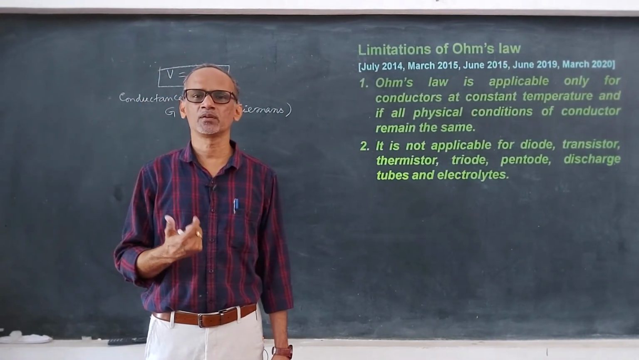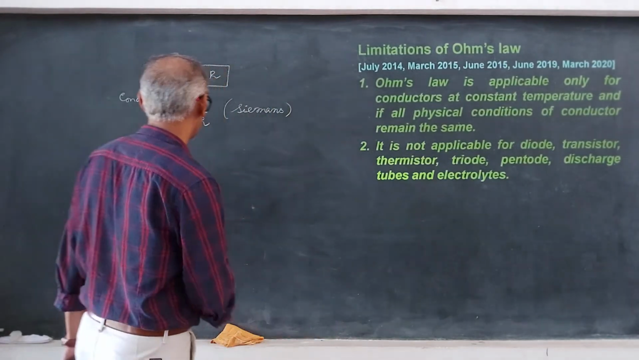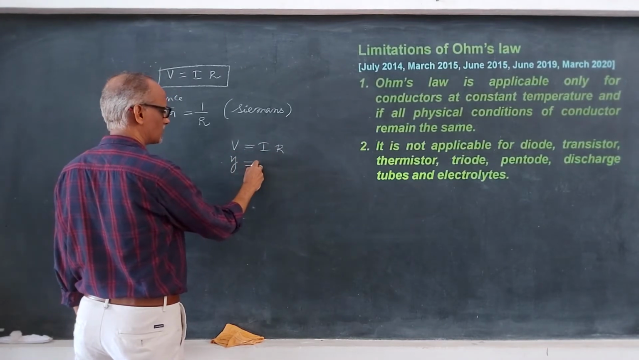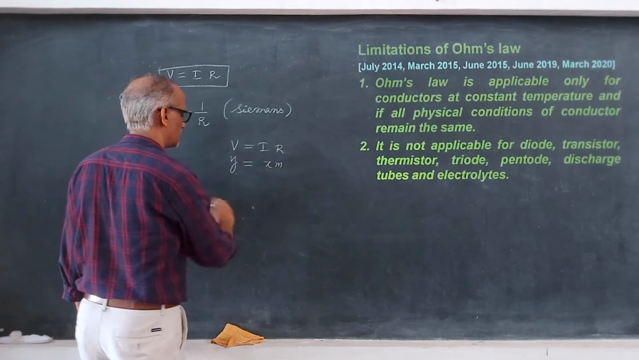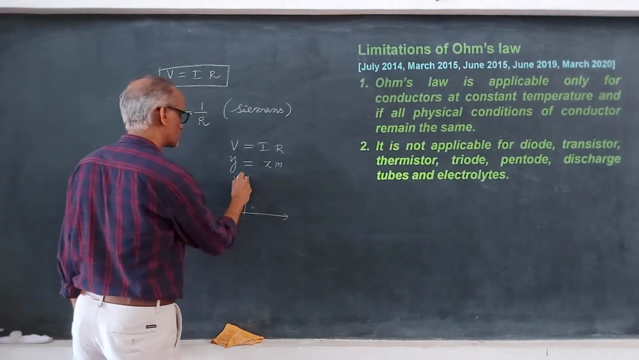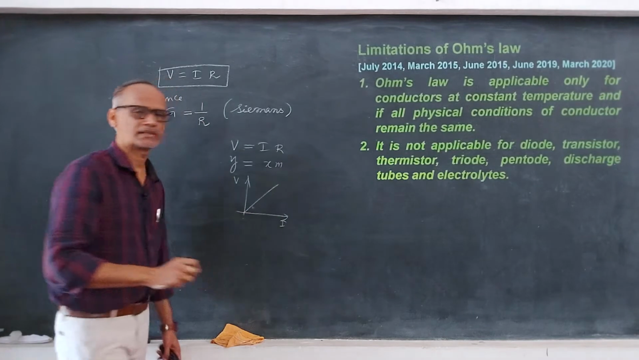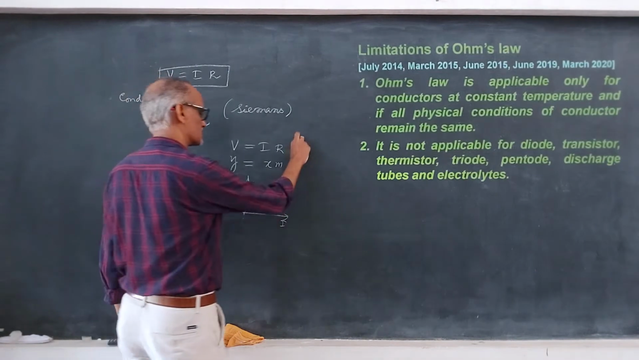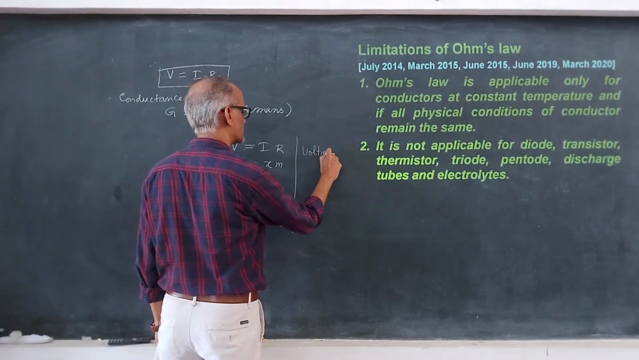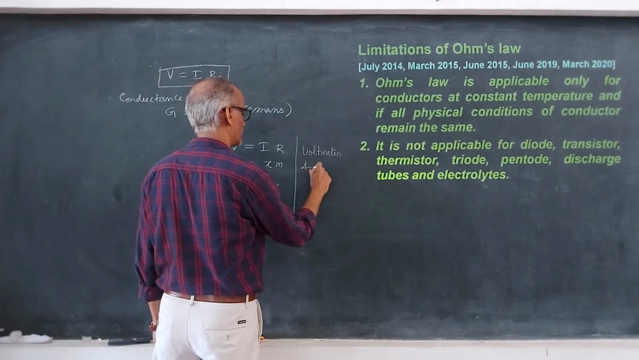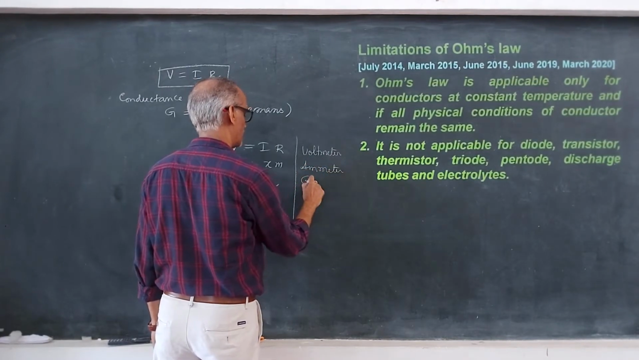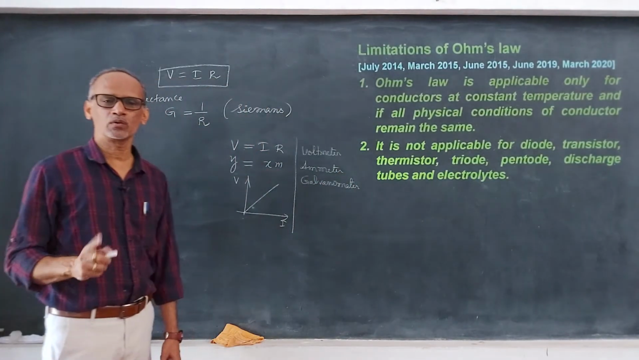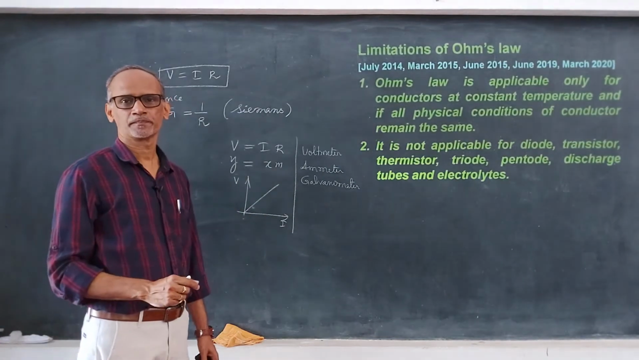Now, how to verify whether Ohm's law is applicable or not? Based on this equation, V is equal to IR, which is of the format Y is equal to MX, the graph of V versus I is a straight line, linear. Any device which obeys Ohm's law is called an ohmic device. Examples are measuring devices like voltmeter, ammeter and galvanometer. These are all ohmic devices. For all ohmic devices, V versus I is a straight line, a linear graph.